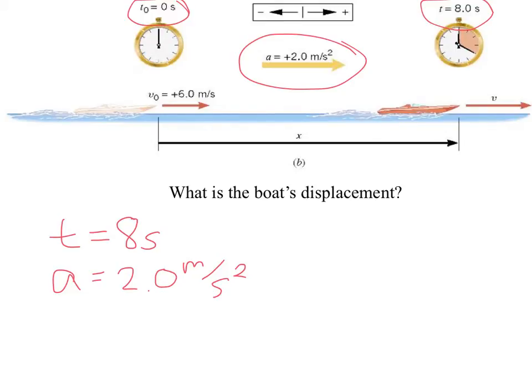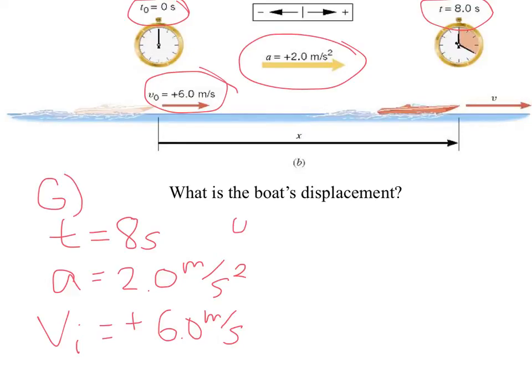That's good. We have an initial velocity, v naught. That little circle on there really means initial velocity as well, just another way to write it. But it's a positive 6.0 meters per second. And we want to know, so forgive me, these are our givens. Our unknown that we want to know is displacement. So we want to know that.